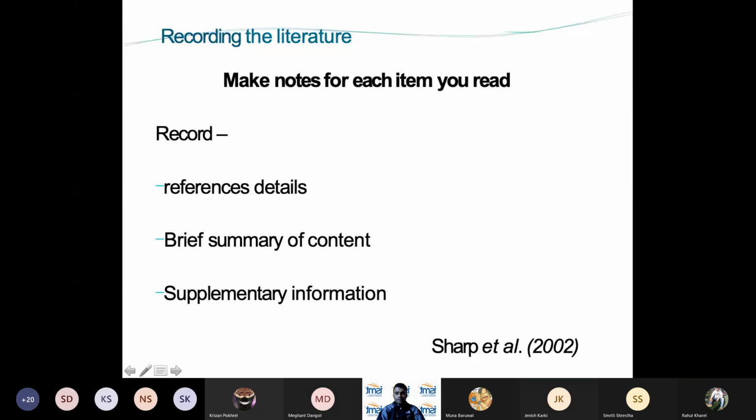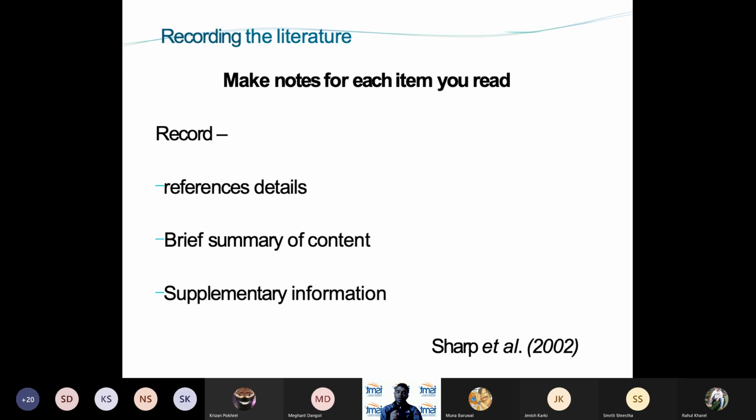Can you see the slide? Yes, sir. Okay, recording the literature. We are on this slide, recording the literature.